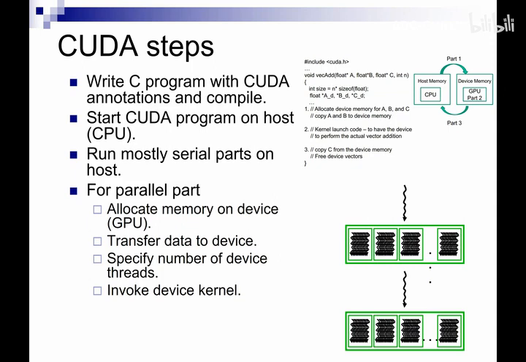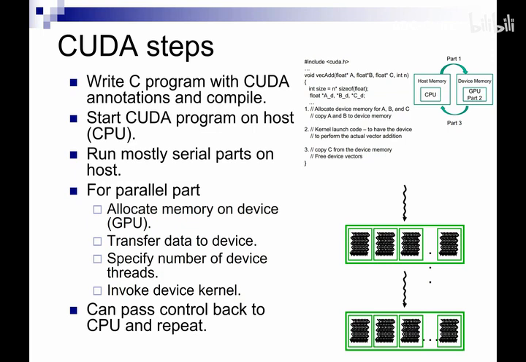Okay, so we allocate some memory on the GPU, and then we transfer the data that you want to compute with onto the GPU. Then you have to tell the GPU how many threads you want. This depends on the workload that you're running. You specify the number of threads, and then you call the GPU code, and the GPU code is called a kernel.